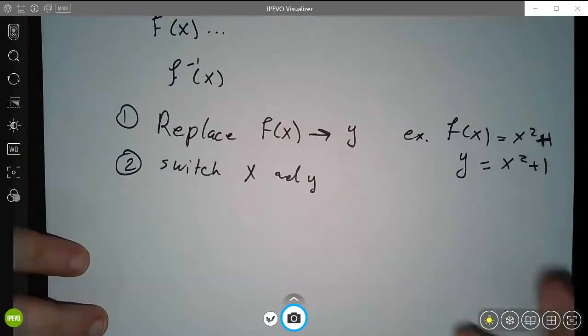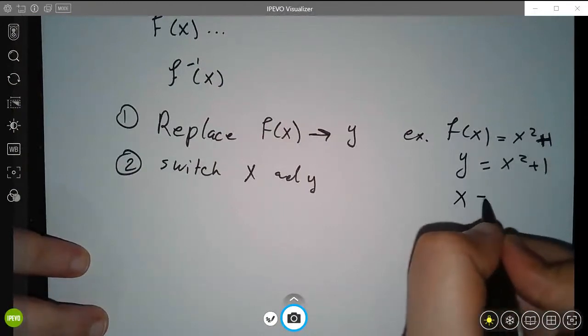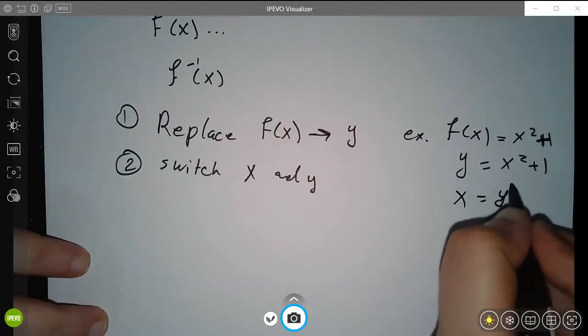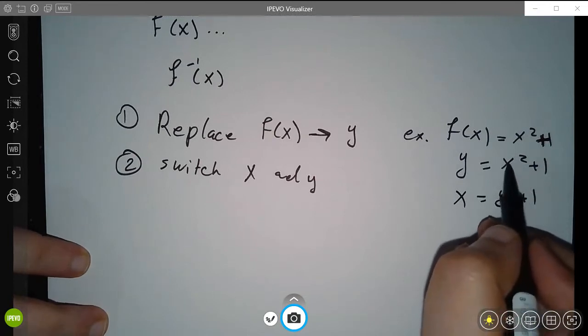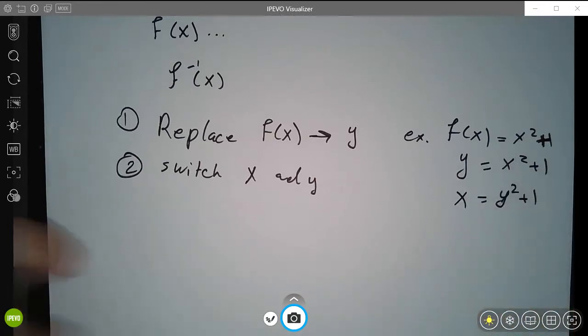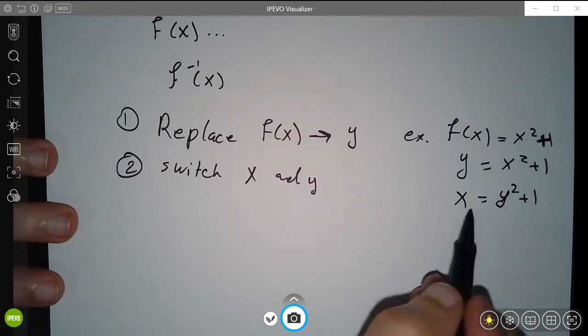So this right here ends up being what? x equals y squared plus 1. See that? Just remove the x and put a y. Remove the y, put an x. So I've been asked before, what if you have more than one x? And you replace all of them. Every x you see becomes a y, and every y you see becomes an x. You don't change the equation, just the letter.